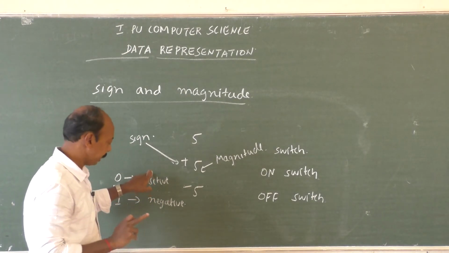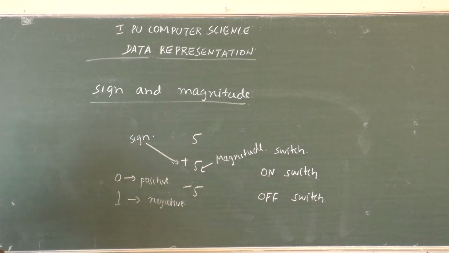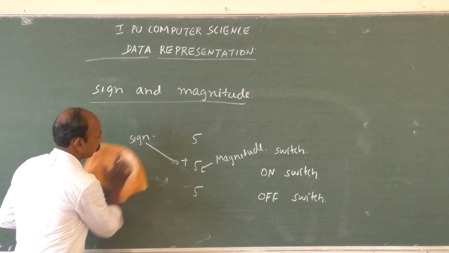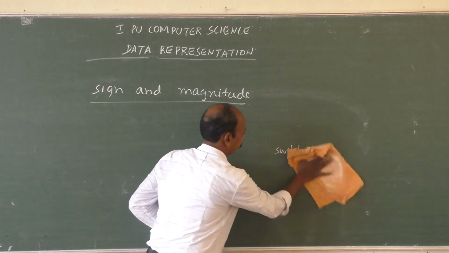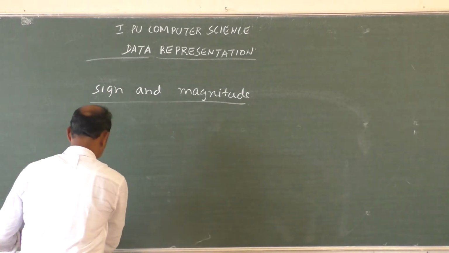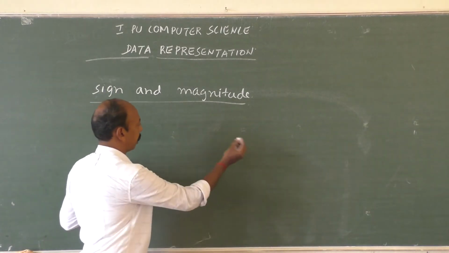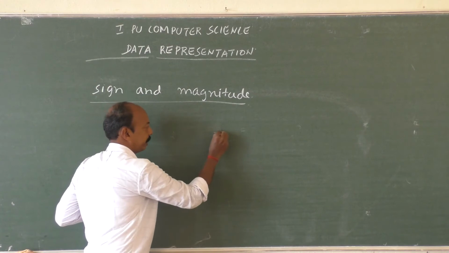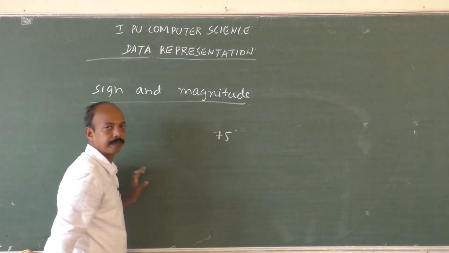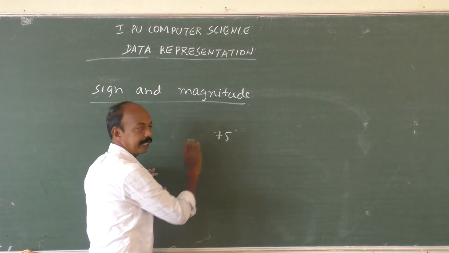So if we write a number, for example, some number, let us write 75. Convert that into binary.